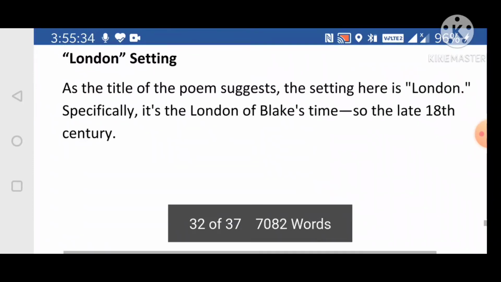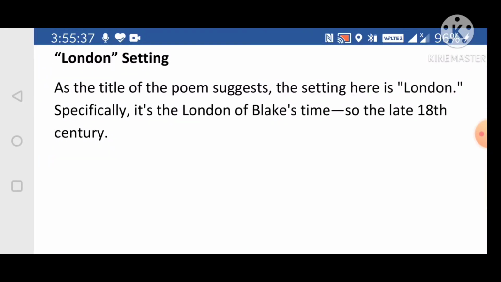The setting of the poem. As the title of the poem suggests, the setting here is London. Specifically, it is the London of Blake's time, so the late 18th century.